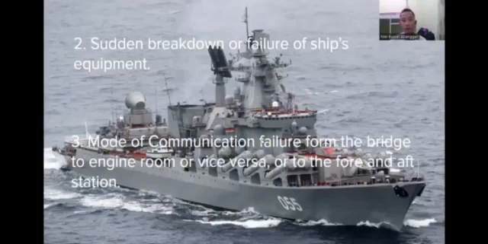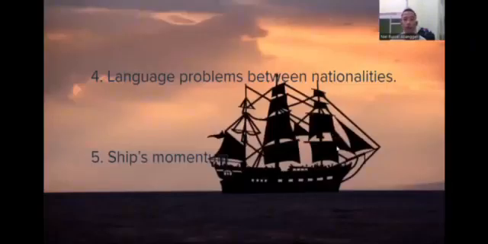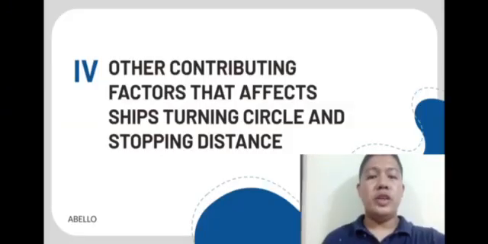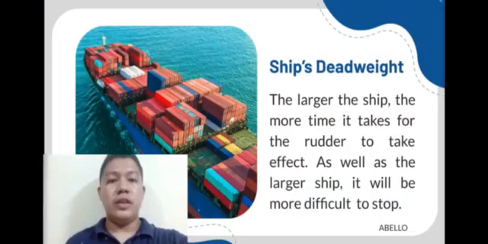Next is sudden breakdown or failure of ship's equipment. The mode of communication failure from the bridge to engine room or vice versa, or to the fore and aft station, language problems between nationalities, and the ship's momentum. Other contributing factors that affect the ship's turning circle and stopping distance. The first on the list is the ship's deadweight. The larger the ship, the more time it takes for the rudder to take effect. It will also be more difficult to stop.